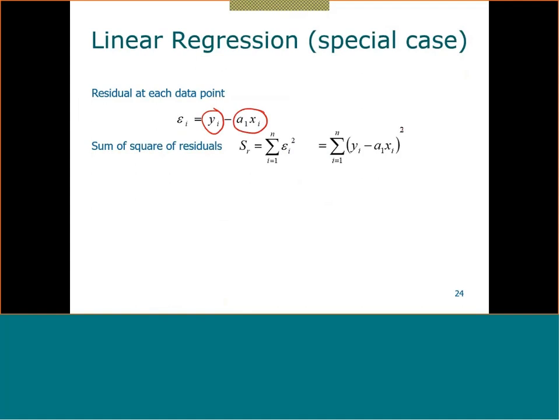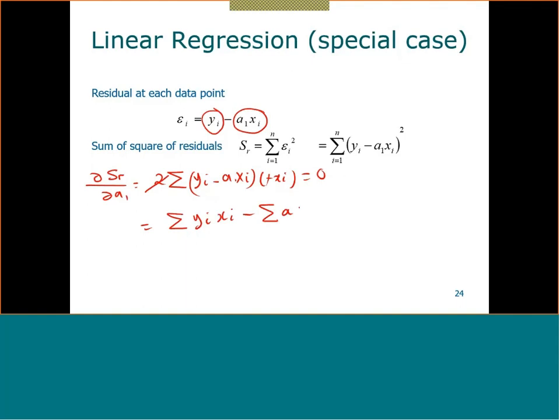So this is basically equal to the summation of yi minus A1 xi times minus xi, and I equate this to 0. So this will be out, and the minus sign can also be taken out. So the summation of yi xi minus the summation of A1 xi squared equals 0. I will take this to the other side. So the summation of yi xi equals, I can take A1 out because it's a constant, A1 times the summation of xi squared. So from this, your A1 is nothing but the summation of yi xi divided by the summation of xi squared. So this will be my formula.